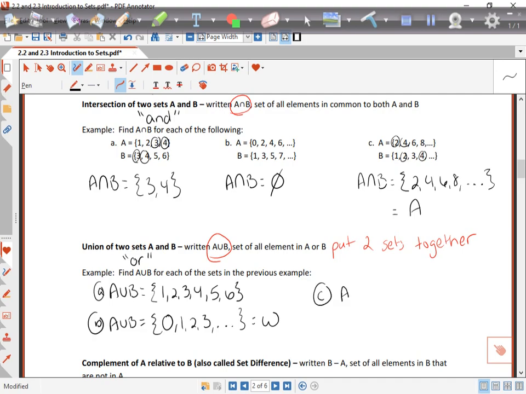Then part C, A union B. Okay, if I start looking at 2, 4, 6, 8, remember those are also in B. So it ends up being 1, 2, 3, 4, and so on. Two other ways we could list this answer: 1, 2, 3, 4 happens to also be set B. It also happens to be our counting numbers. So all of those would work.